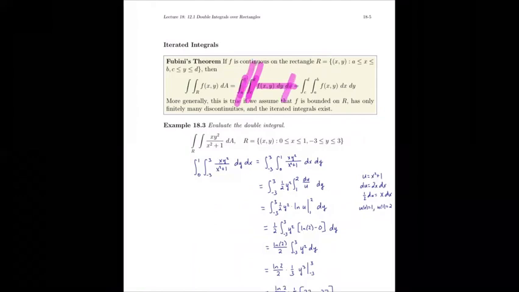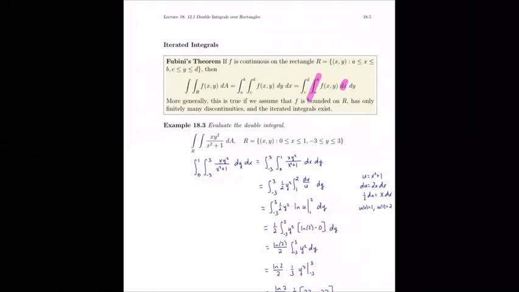Okay? And Fubini's theorem tells us that, as well as we can switch the order if we like. We can integrate with respect to x from a to b, and then the result of that we integrate with respect to y from c to d. These are called iterated integrals because we do one integral and then the other one.